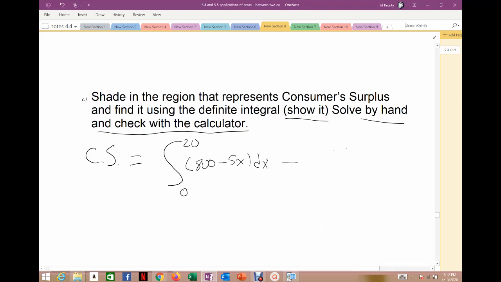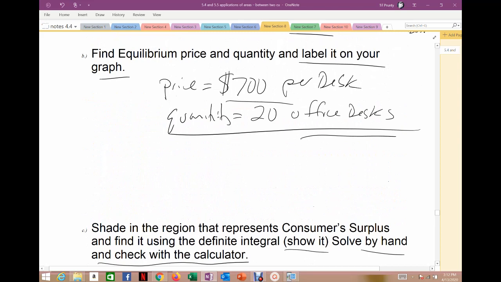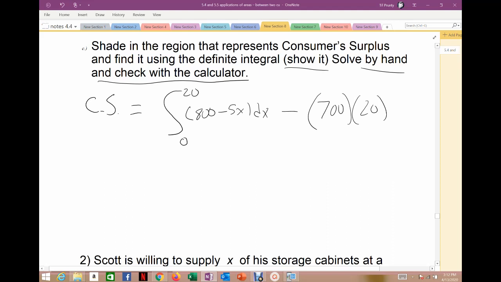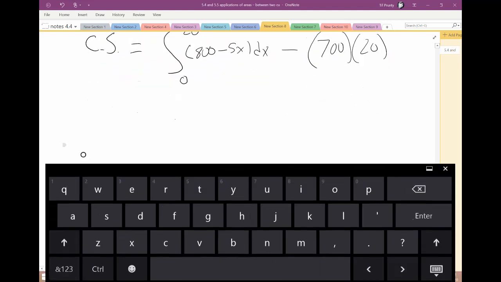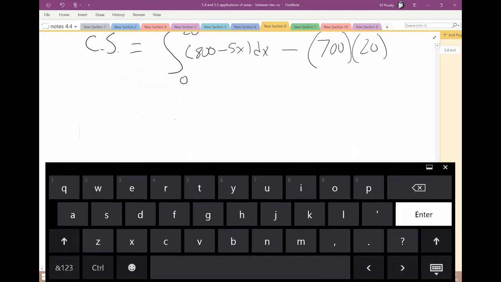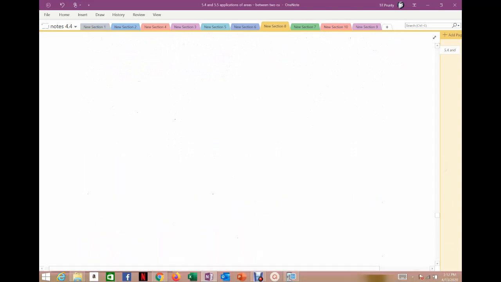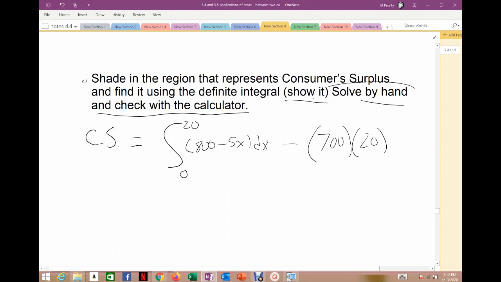What they did spend was the revenue. Revenue is price times quantity. Our price and quantity are our equilibrium price and quantity, and so they spent 700 on 20 desks. 700 is the price, 20 is the quantity, and that's what we're going to solve. So I'm going to solve it by hand first, and then we'll check it on the calculator. I'm actually going to add a part to this question, so I'm going to give myself some space. By hand first, though. So I'm going to find my integral for consumer surplus.